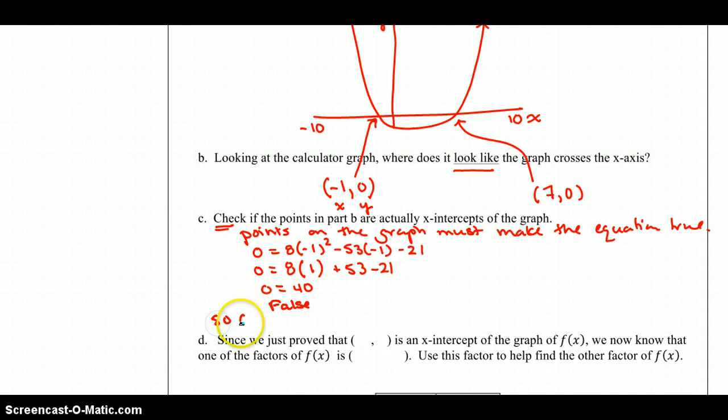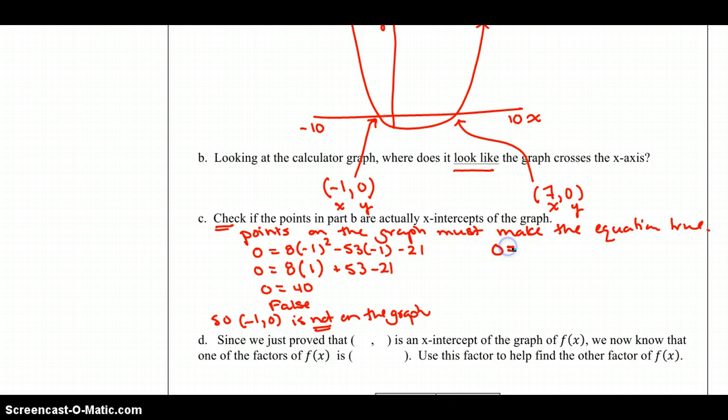Okay. So (negative 1, 0) is not on the graph. So although it looks like that x-intercept is at (negative 1, 0), it really is not. Okay, what about the other point that we saw at (7, 0)? Again, keeping in mind this is x and this is y.